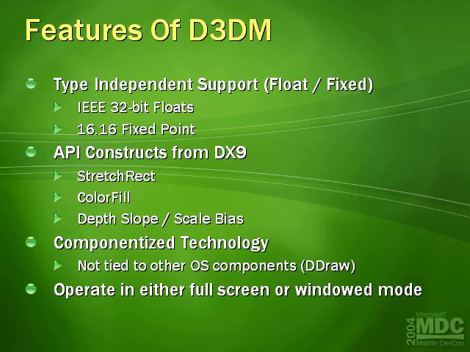I mentioned that Direct 3D Mobile is a bit different than Direct 3D. There's some additions, there's some things removed. So what are the key features we're looking at for Direct 3D Mobile? One of the more prominent of these is type-independent support. The desktop only includes support for IEEE 32-bit floating point values.